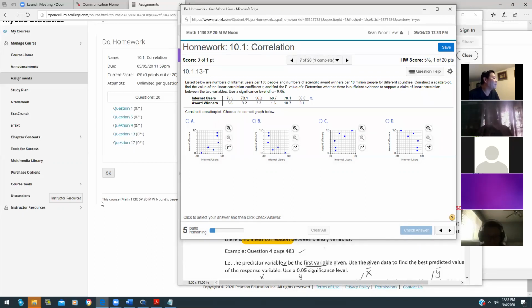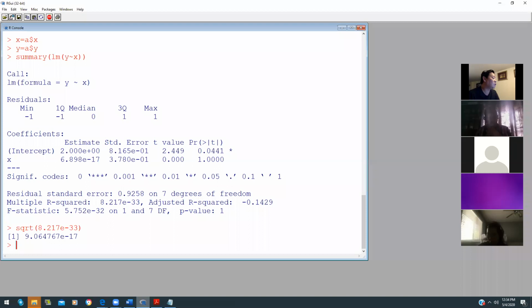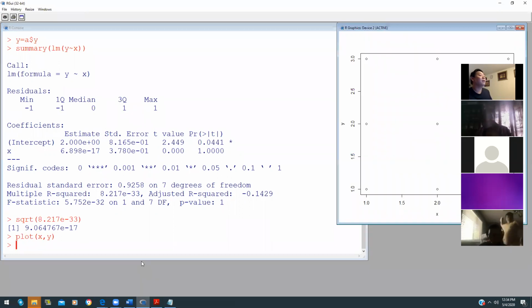Will we have to draw scatter plot on the test? Yes. How do we draw scatter plot on the test? It's very easy. So you use your R, like this, your R. You do plot XY. Plot XY will draw you the scatter plot. So this is a scatter plot that you have.